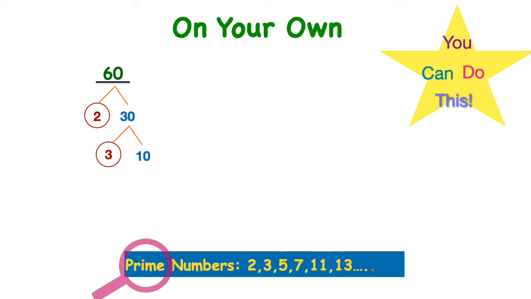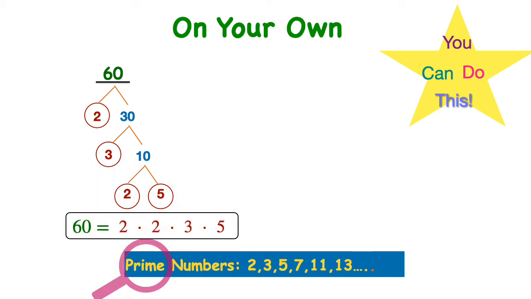All right, so you would know that 10 is a composite number. And to get 10, I would use 2 times 5, and both of those are prime numbers. So the prime factorization of 60 would be those circled prime numbers, or 2 times 2 times 3 times 5. And you always want to double check, make sure you didn't leave one hanging in the tree. So 2 times 2 is 4, 4 times 3 is 12, and 12 times 5 is 60. Good job. Let's try one more.